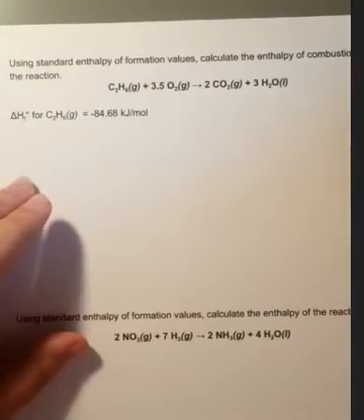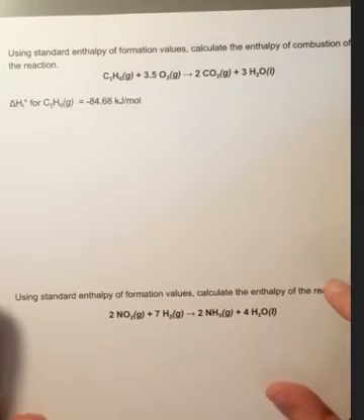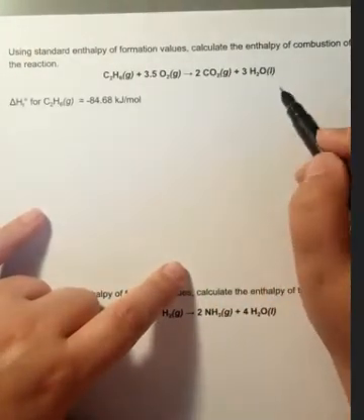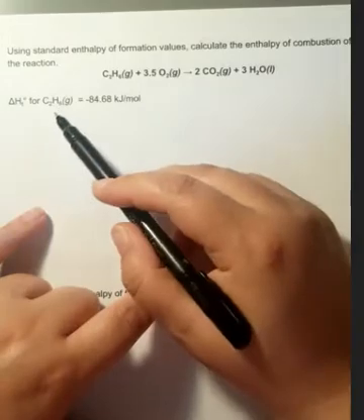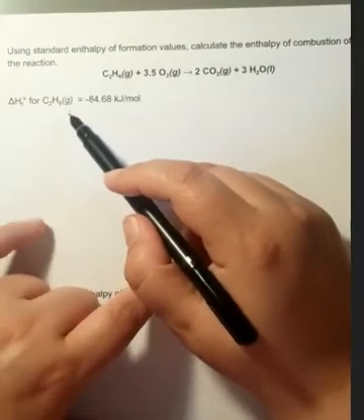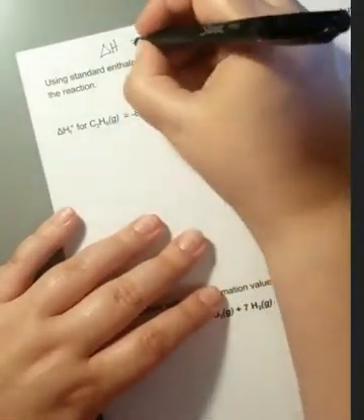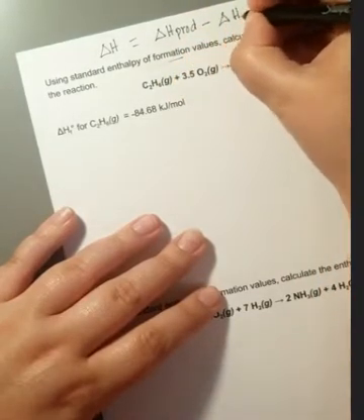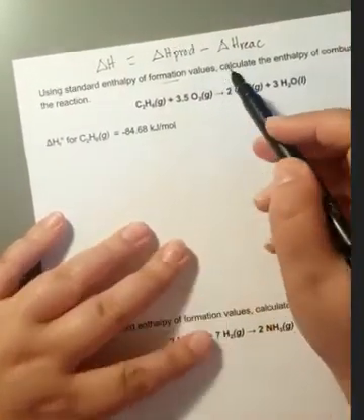Using standard enthalpy of formation values, calculate the enthalpy of combustion of this reaction: C2H6 plus 3.5 O2 produces 2 CO2 gas plus 3 H2O liquid. It is going to give you some of the less common substances that are not on the table that I gave you. In this case, they gave you C2H6. To calculate delta H using enthalpy of formation values, it's the delta H of the products minus the delta H of the reactants.